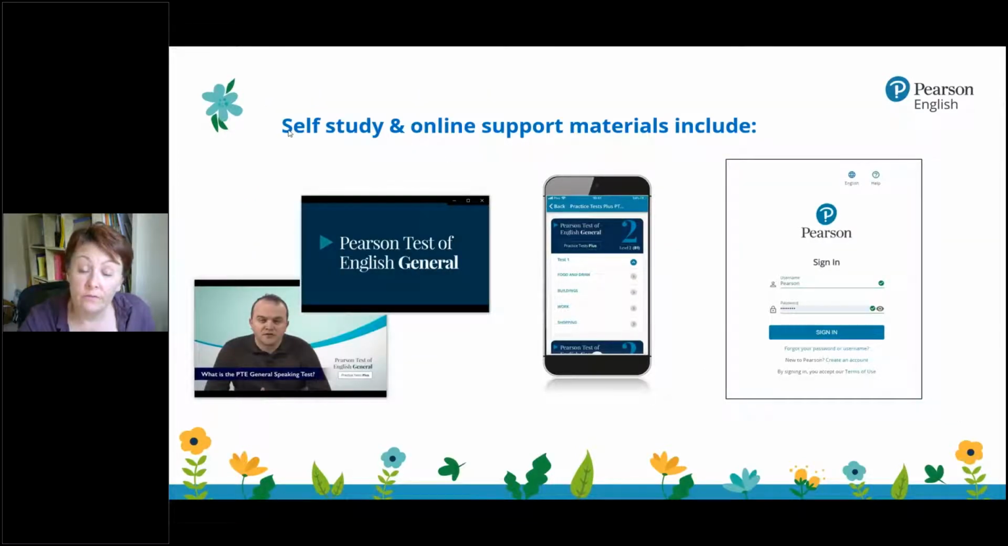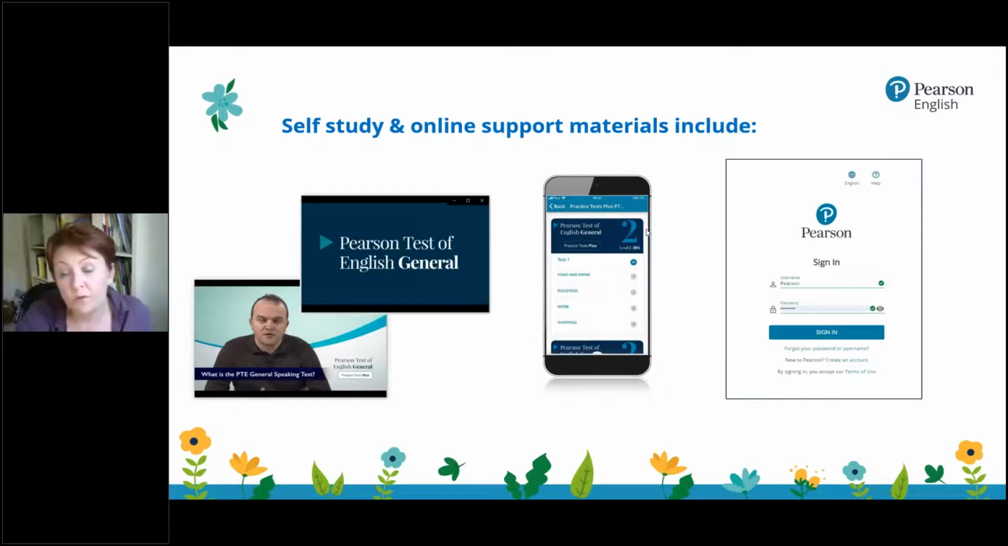So then we look at more offline self-study and online support materials. These are some of the things that come with the course. So we have videos, we have speaking test videos for each level, of a teacher doing the test, of an examiner talking about the test, talking about all the things that happen in that level, and also on some of the things that the students in the videos talked about.